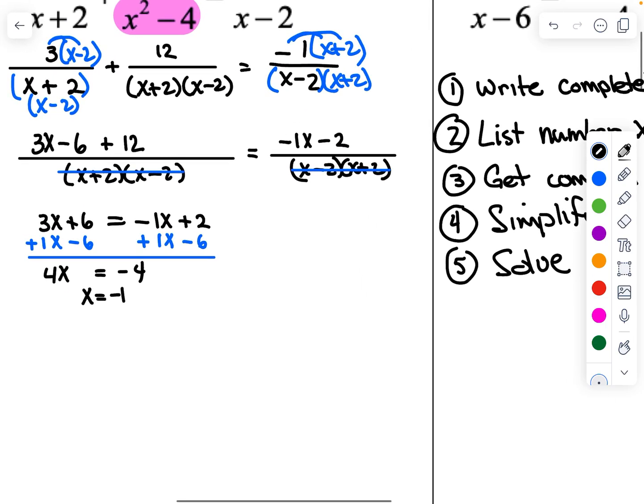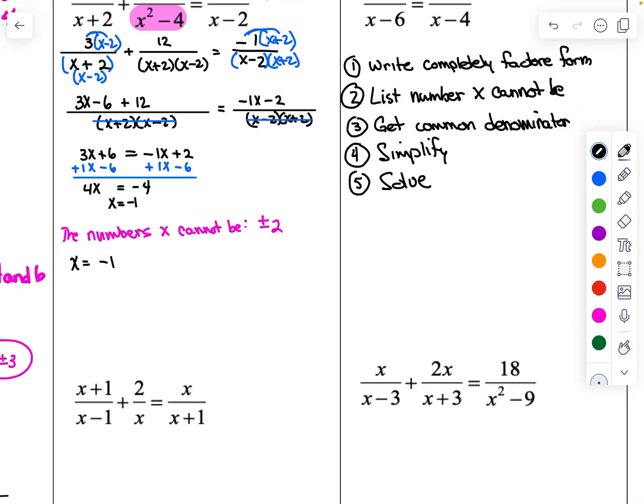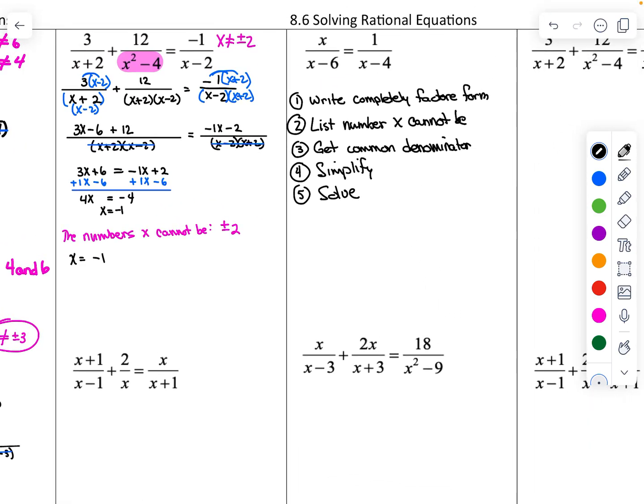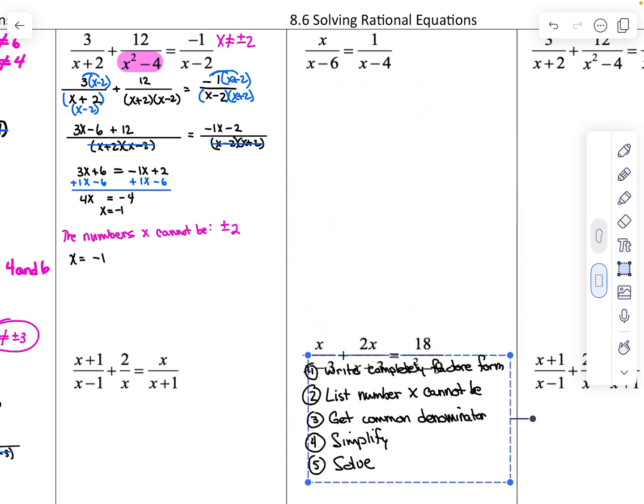So then in Canvas is going to say the numbers x cannot be, and you're going to say plus and minus 2, and then it's going to ask you for x, and you're going to say x is equal to -1. Okay, so let's follow these steps on this problem.